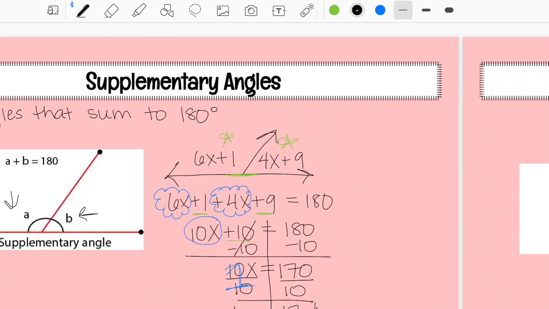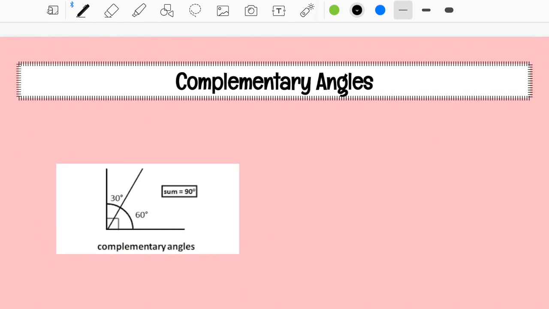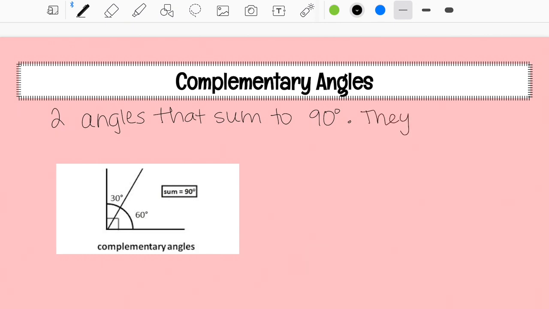Our next angle type are complementary angles. These are two angles that sum to 90 degrees. This means they form a right angle. So again, guys, remember that you need to be writing down your vocabulary word and the definition. If you look at our picture right here, you see 30 degrees and you see 60 degrees. Remember this little right angle right there tells me that that's 90 degrees.